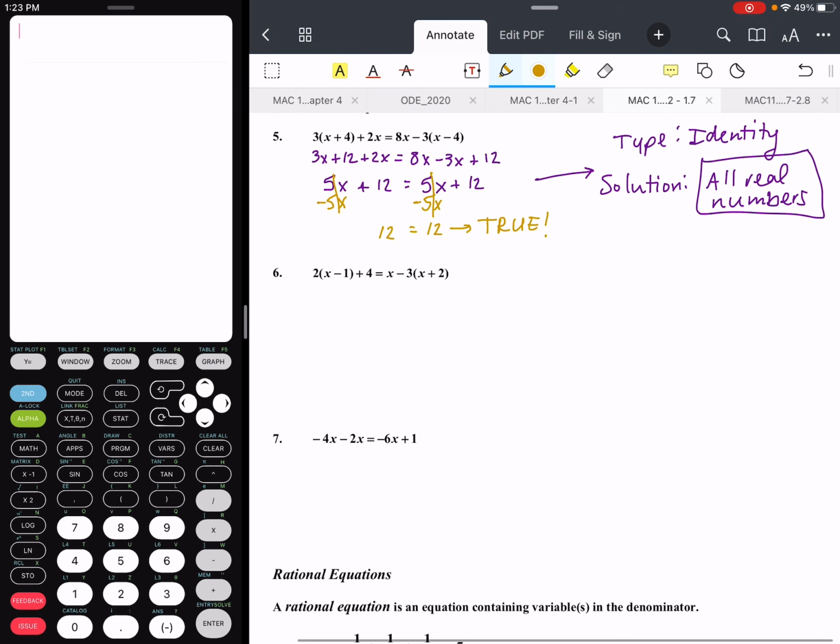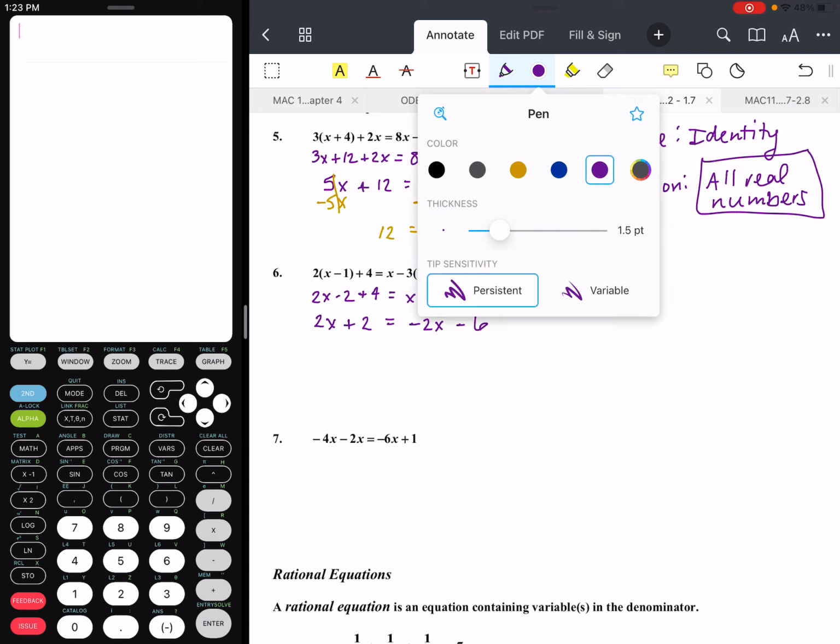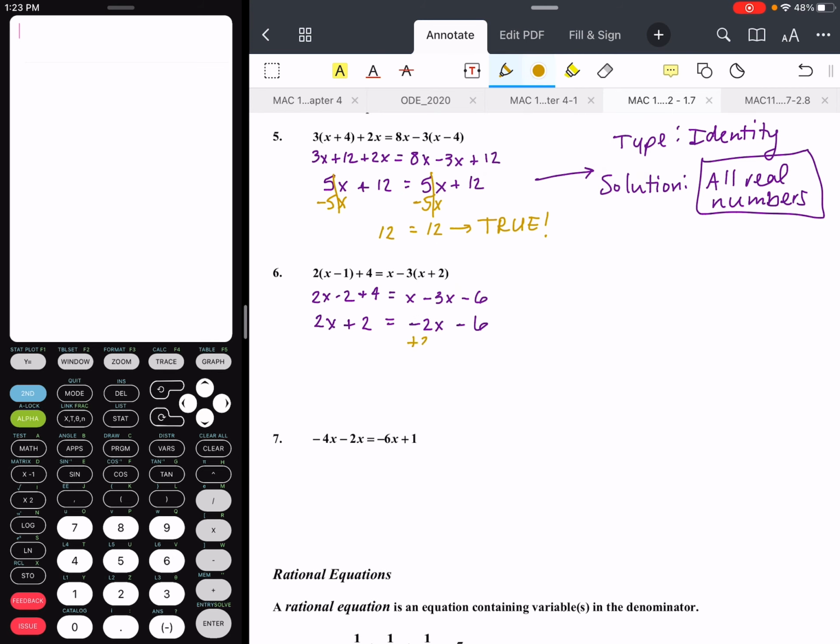All right, for number 6, let's go ahead and solve this. 2x minus 2 plus 4 equals x, and then distributing, we get minus 3x and minus 6. Simplifying on the left, 2x, and then negative 2 plus 4 is plus 2. On the right, x minus 3x is negative 2x, and then minus 6. And I'll go ahead and keep solving. So maybe I want to move my variable terms over to the left by adding 2x to both sides. So this gives me 4x plus 2 equals negative 6.